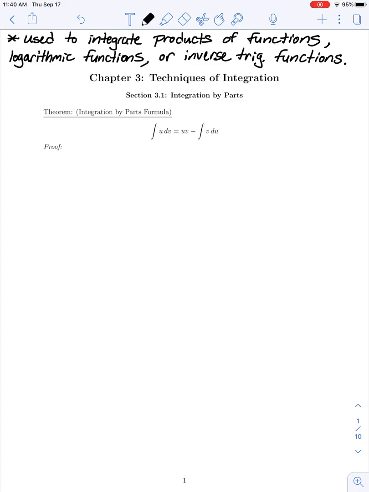Now that we've discussed the types of integrals where we would use this method, let's introduce it, and we'll start with the following theorem. This theorem is often referred to as the integration by parts formula, which says that the integral of u dv is given by uv minus the integral of v du. It's not immediately clear what this formula represents, but the idea is we're trying to come up with a technique to find an antiderivative of a product of functions.